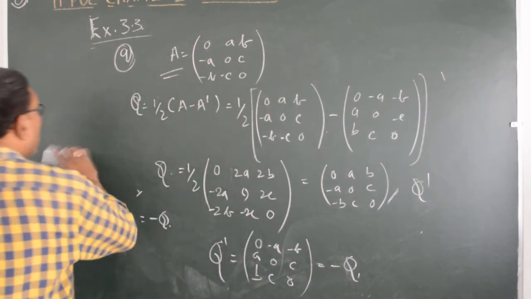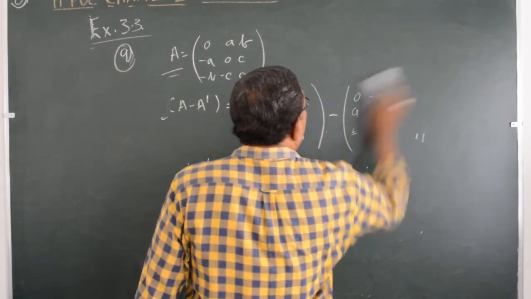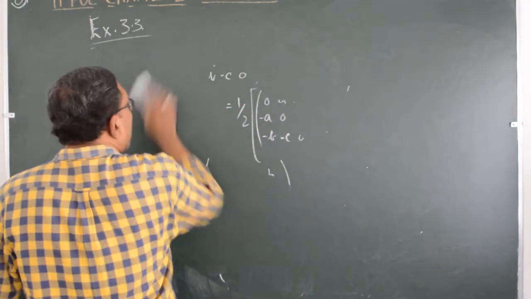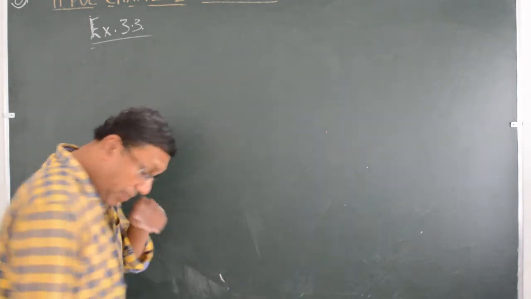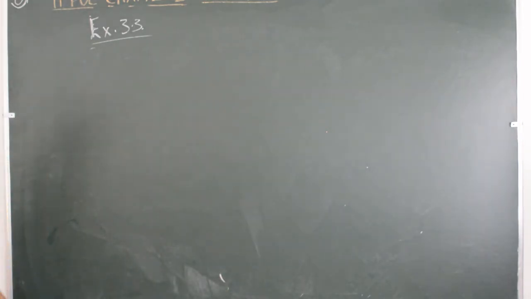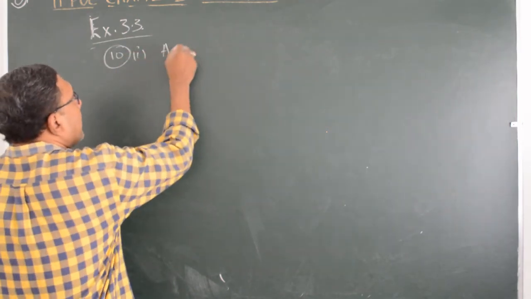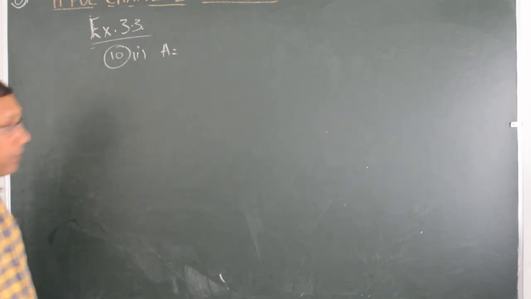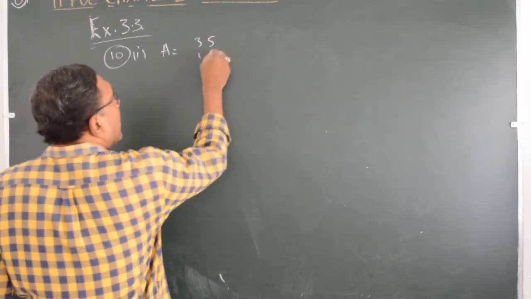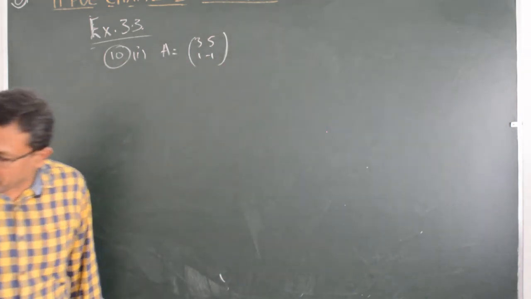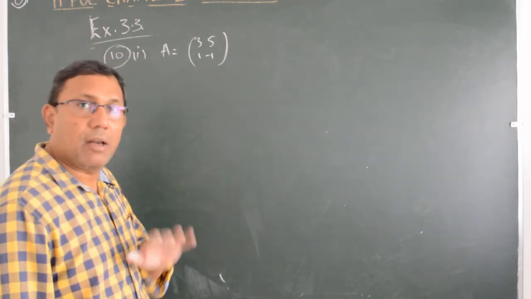Let's go to problem number 10. And we are coming to an end of this exercise. We have given 4 problems in problem number 10. Let's quickly do it. Problem number 10, question number 1: there is a matrix A of order 2 by 2, which is 3, 5, 1, minus 1. All we need to do is check whether the given matrix is symmetric or skew symmetric.